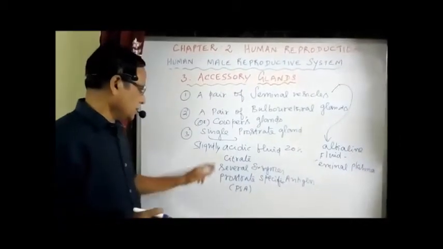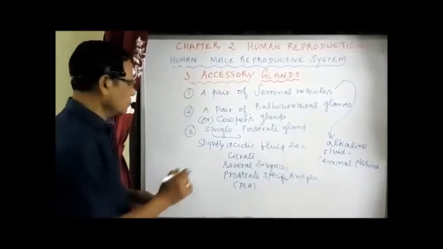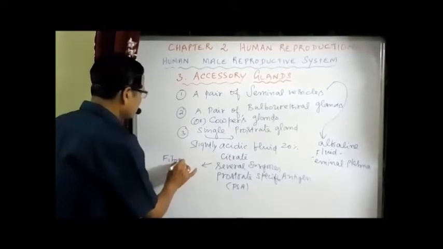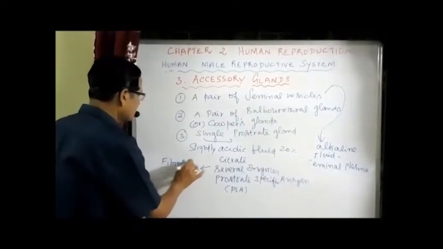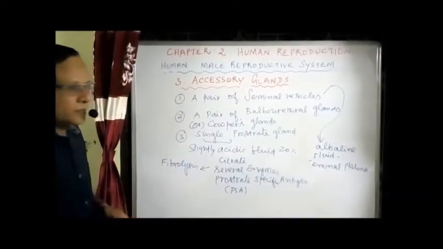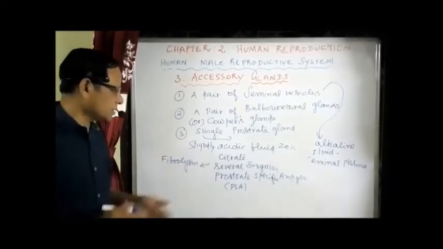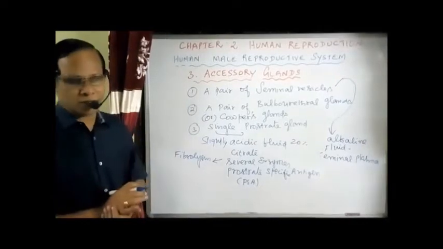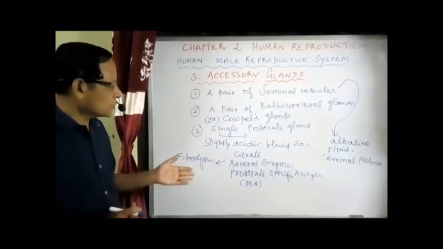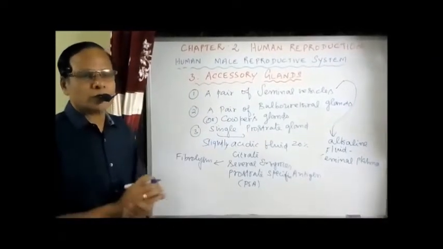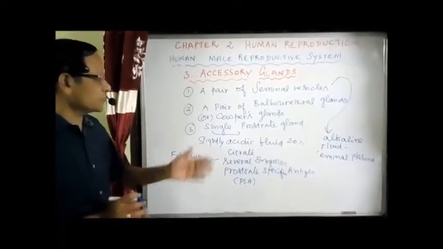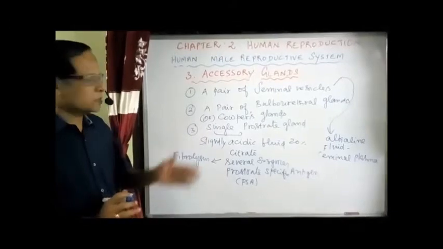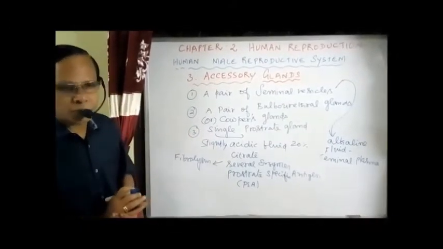Now, citrate and several enzymes, for example, fibrinolysin. One of the enzymes present here is fibrinolysin. So it contains several enzymes, prostate specific antigen, etc. So it also constitutes a part of semen. The semen is formed of the various secretions, that is, seminal plasma plus sperm.